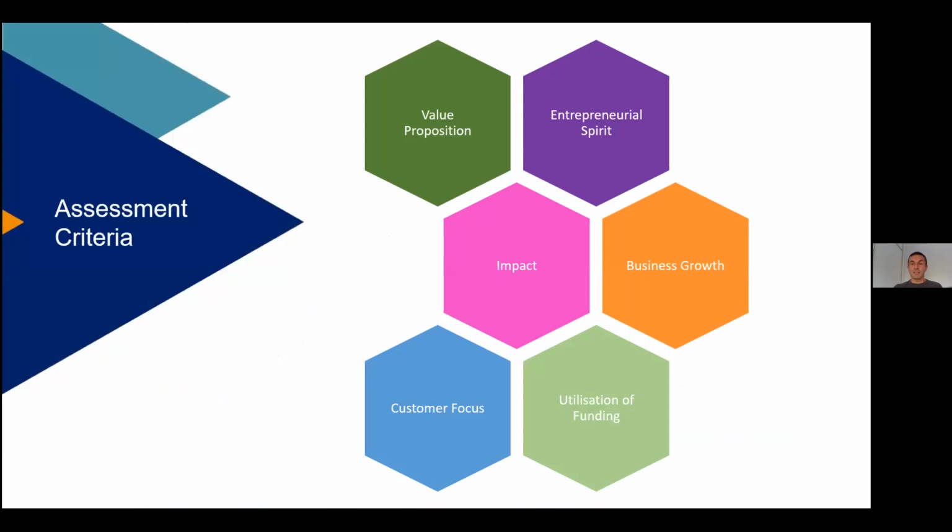So the 6 areas that the assessors measure each business against are shown on the screen there. So it's value proposition, entrepreneurial spirit, impact, business growth, customer focus, and utilization of funding. And these are areas that we've already gone through because they're the same areas that you're questioned on in your application. So what you're asked links in with what the judges are asked to measure you on. So there's nothing hidden in there. There's nothing that's not visual for you. So you know what you'll be asked on, you know what you'll be assessed on, and it's the same areas.